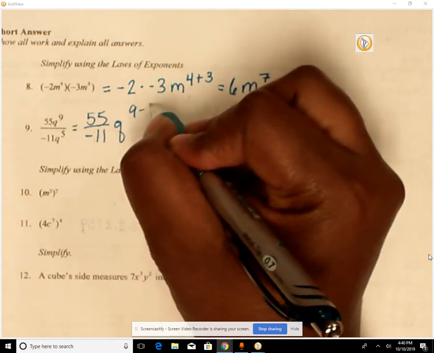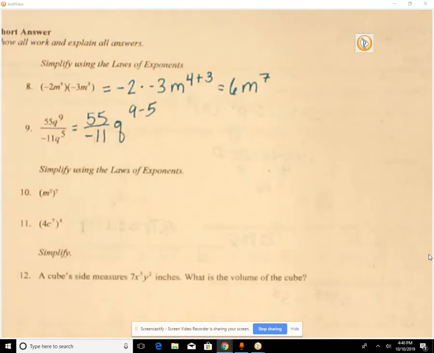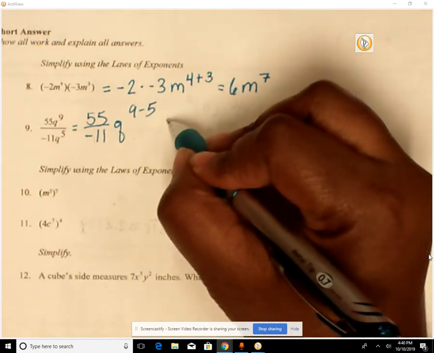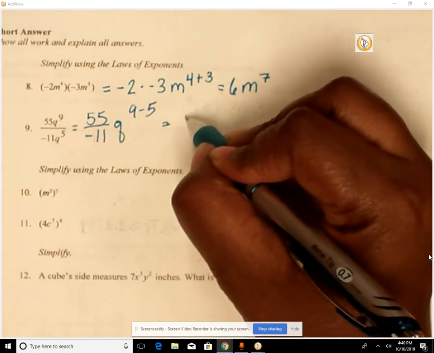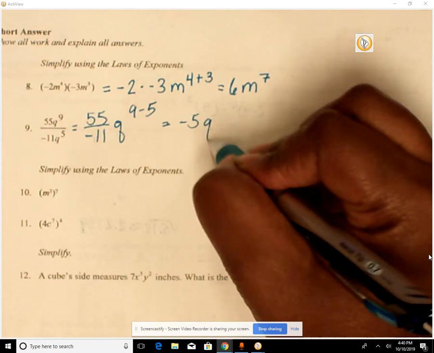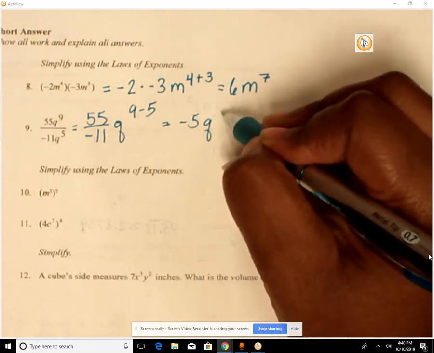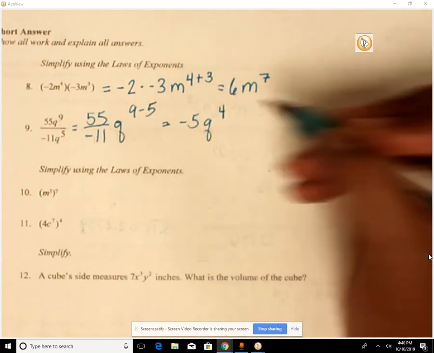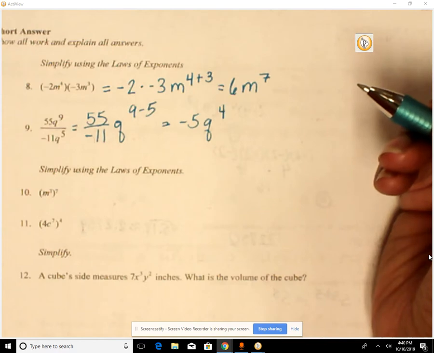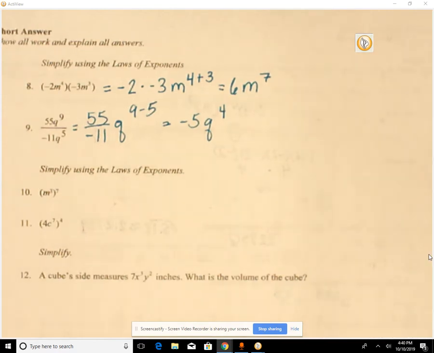Q is 9 minus 5. So 55 divided by negative 11 is a negative 5Q. And 9 minus 5 is a positive 4. So that's our answer.